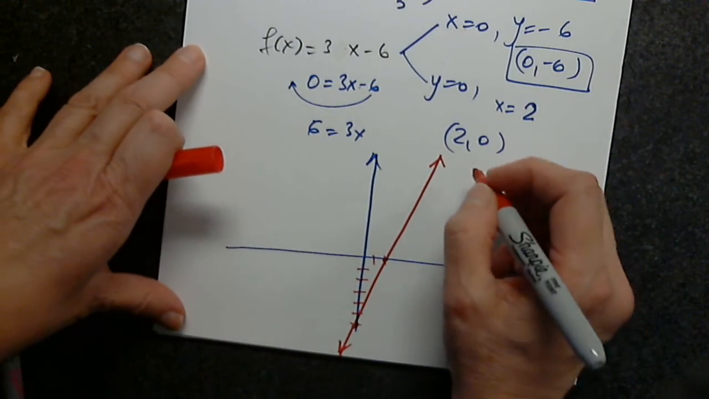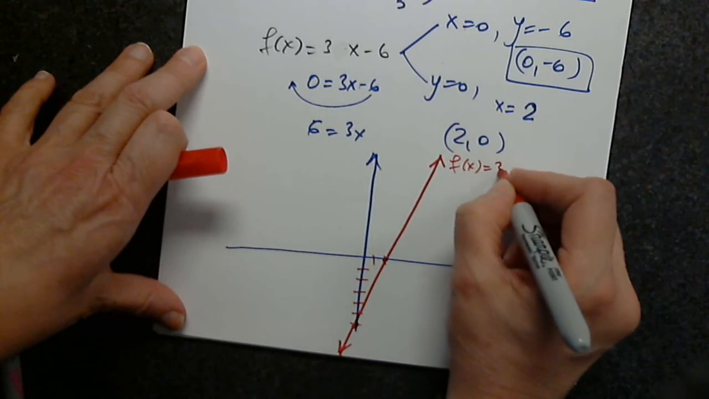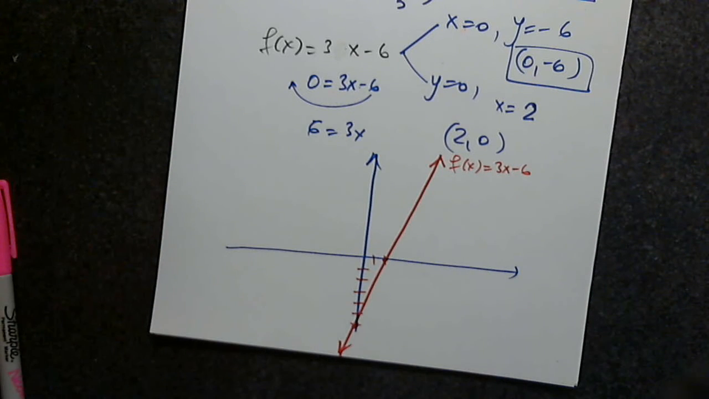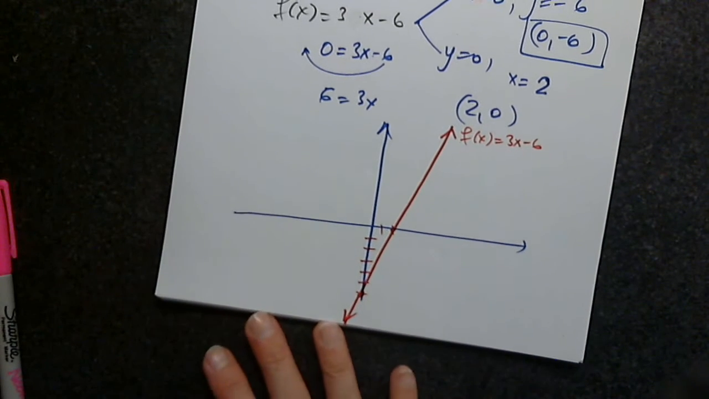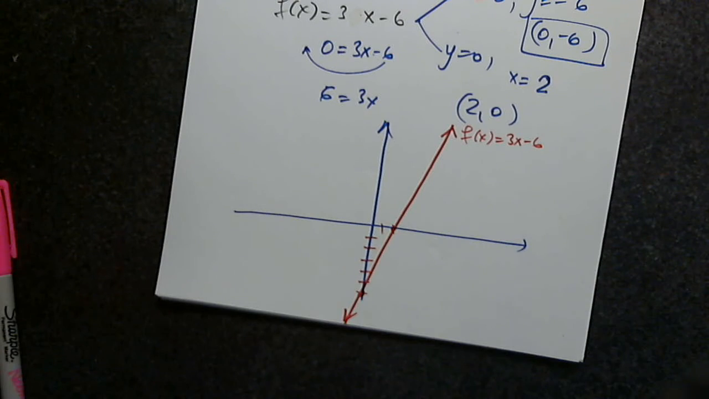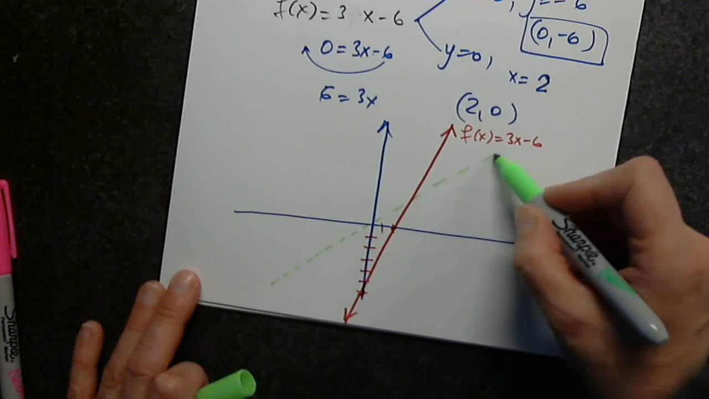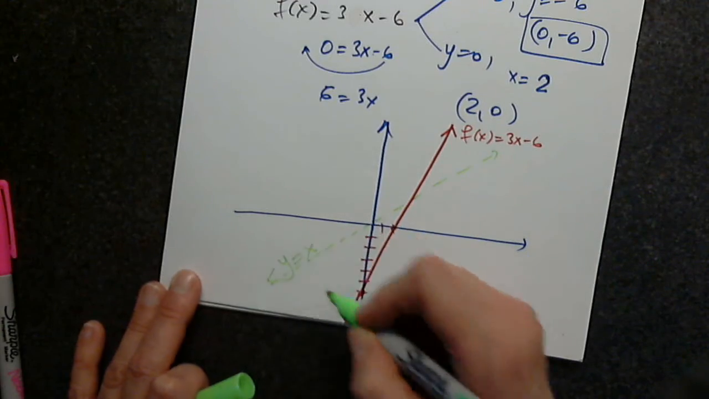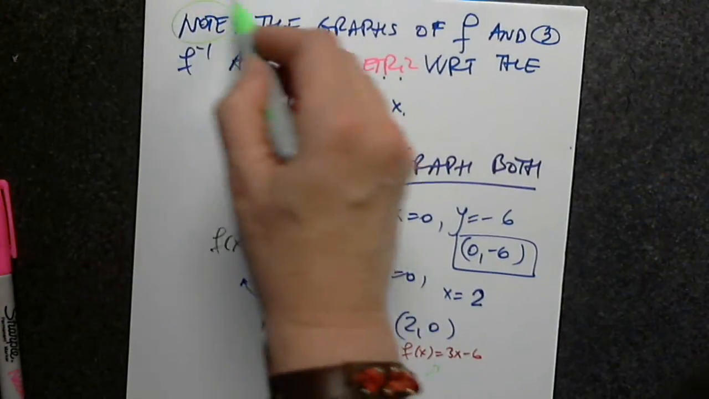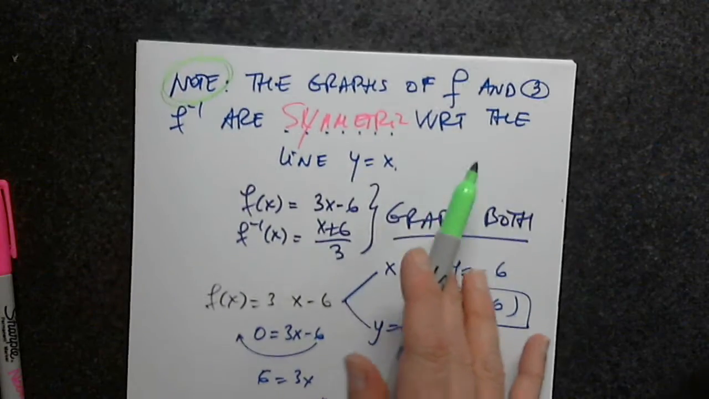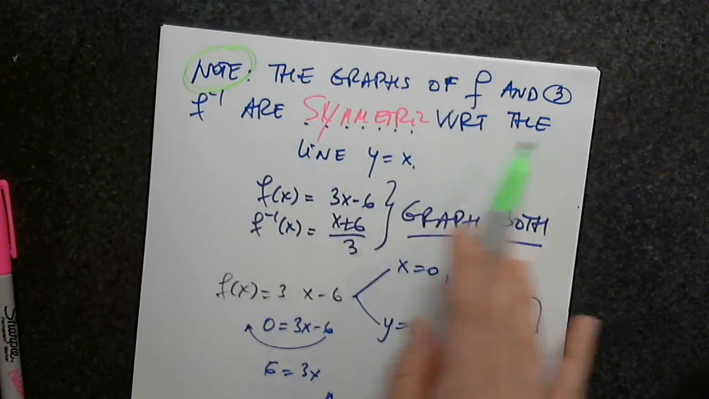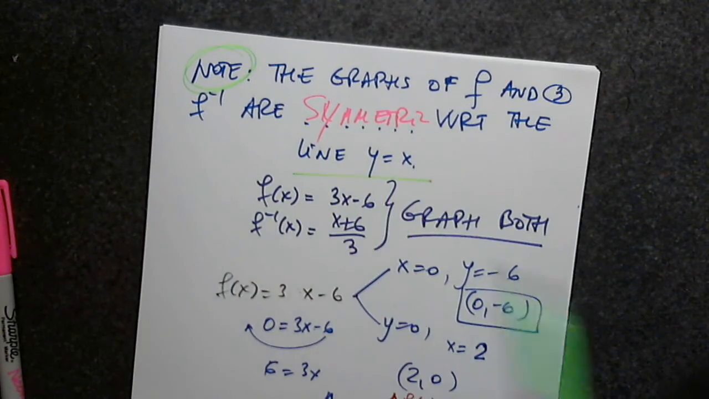So remember, please, write f of x equals 3x minus 6. We also know that every time we graph the function and its inverse on the same coordinate system, we must graph y equals x. That's why we wrote this note. The graphs of f and f inverse are symmetric with respect to the line y equals x. It has to be part of the graph.